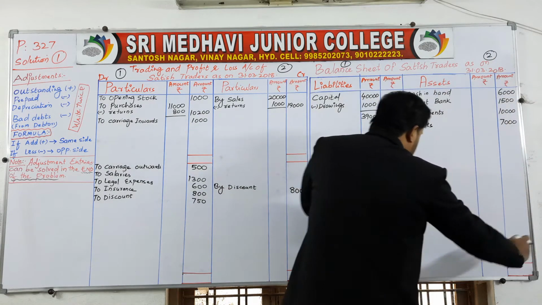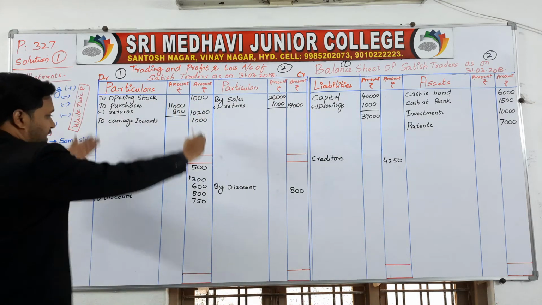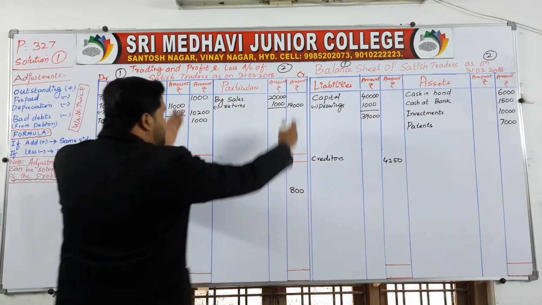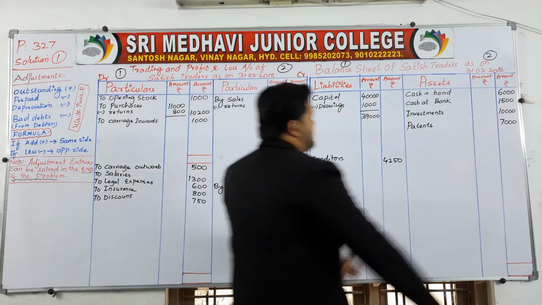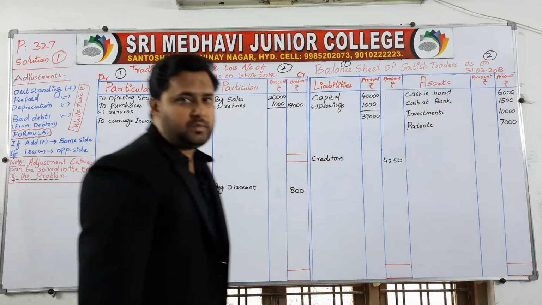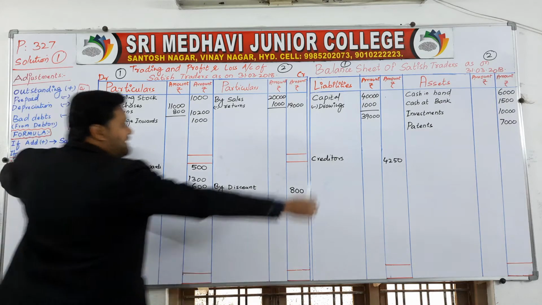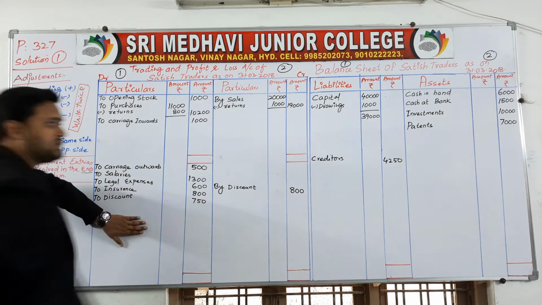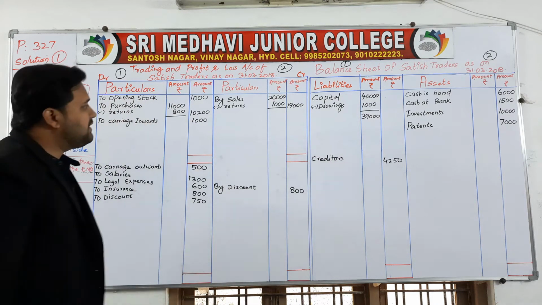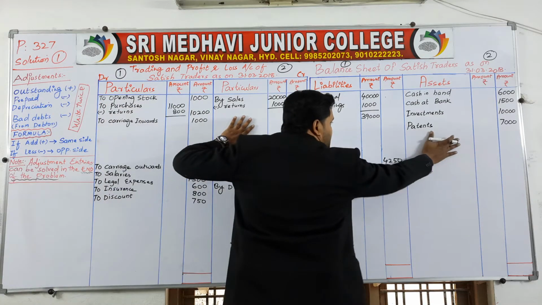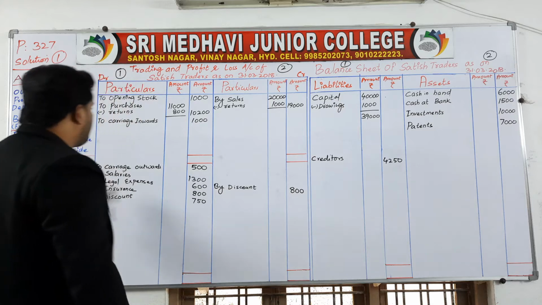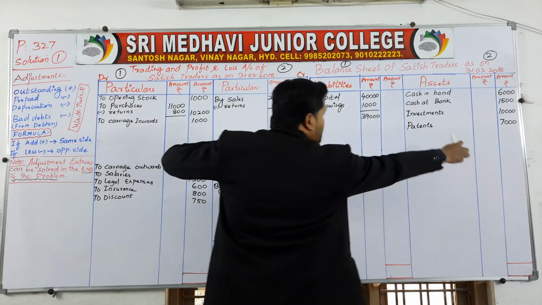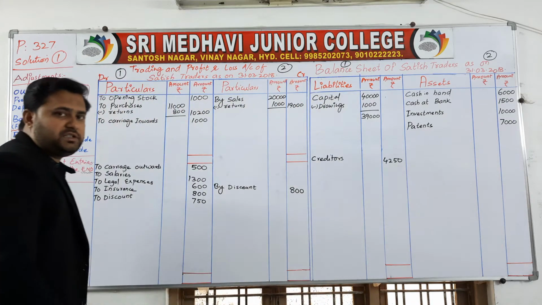These assets, so side 1, side 1, side 2, side 2. What is the same side? Side 1 and side 1 is same side. Side 2, same side.